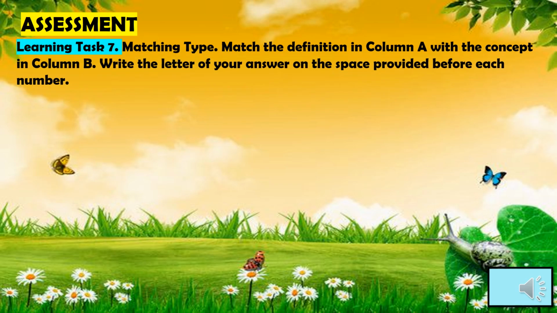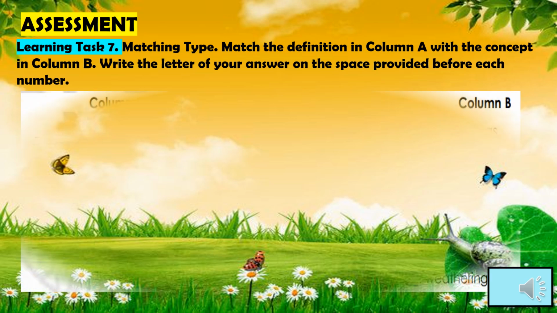For learning task 7 for the assessment part, matching type. Match the definition in column A with the concept in column B. Write the letter of your answer on the space provided before each number.